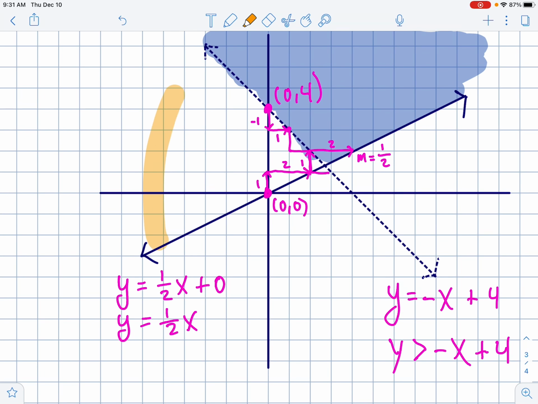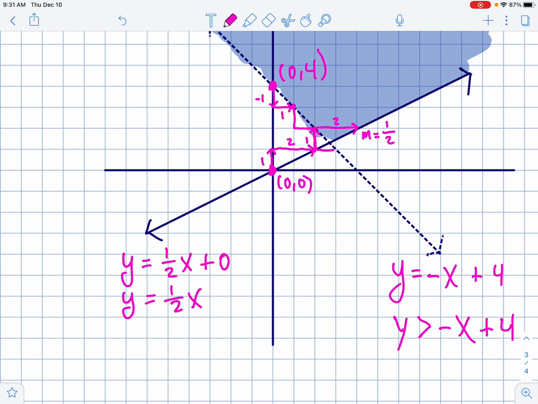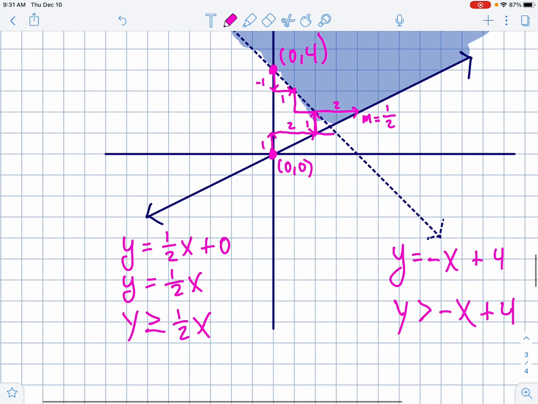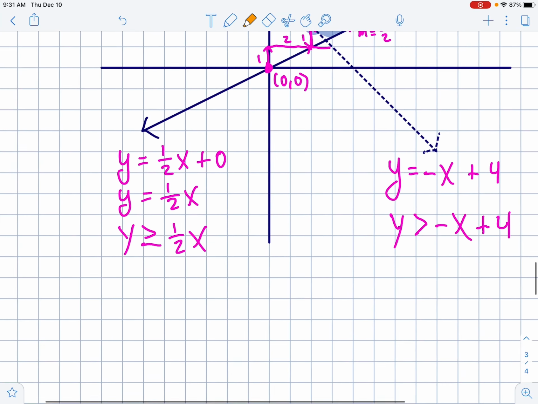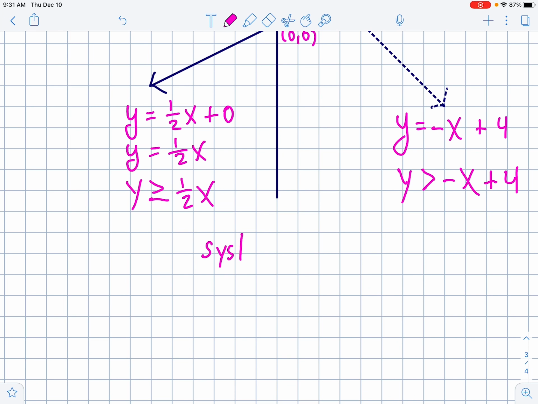Now that's pretending that it's an actual line, but there's shading involved. It's shaded above this line. So that means that this is going to be a greater than as well. So this is going to be y is greater than or equal to 1/2 x. The or equal to is because this is a solid line, as opposed to the dashed line right here, which gets just a greater than, not a greater than or equal to. So the system's final answer would be y is greater than or equal to 1/2 x and y is greater than negative x plus 4.